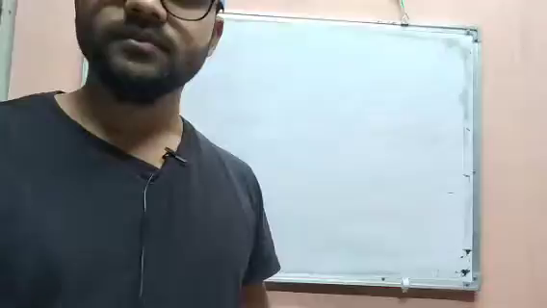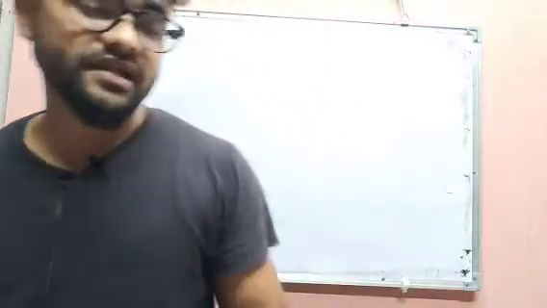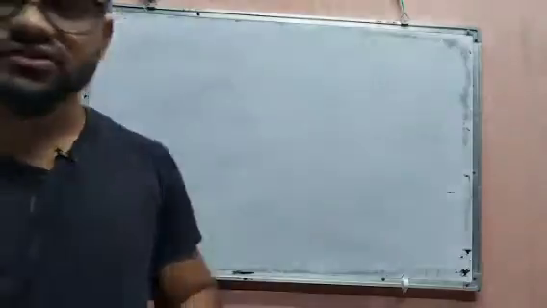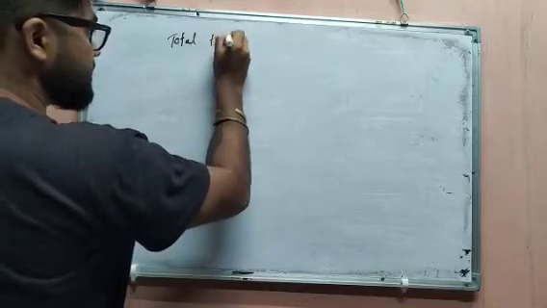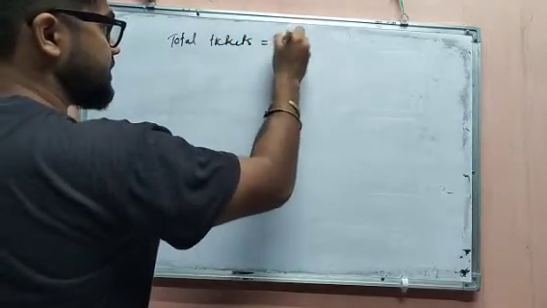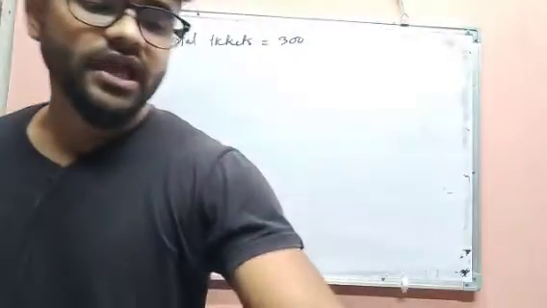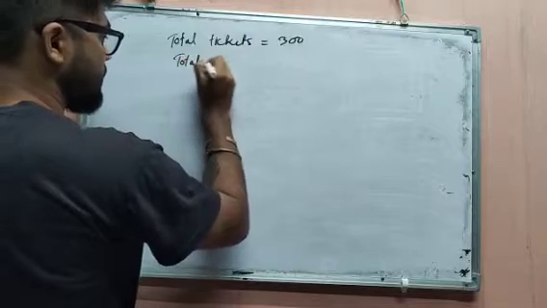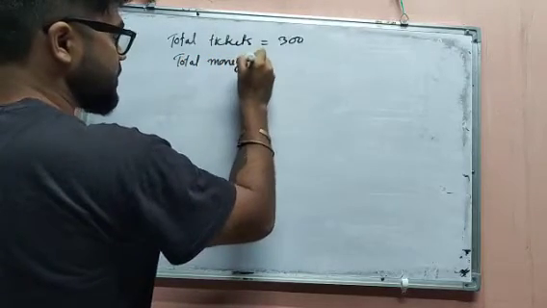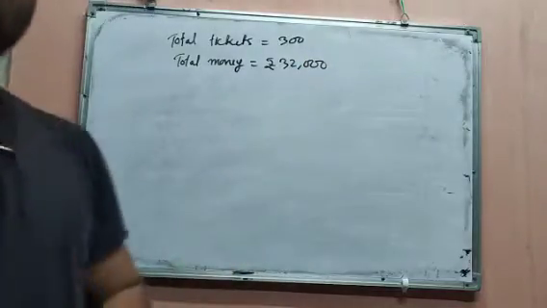See, in money, what type of maths may come? Suppose there is a problem like: in a cinema hall 300 tickets were sold. So total number of tickets is what? 300. They have sold 300 tickets. Then what is given? The total collection is rupees 32,000. So total money equals rupees 32,000. They have collected 32,000.